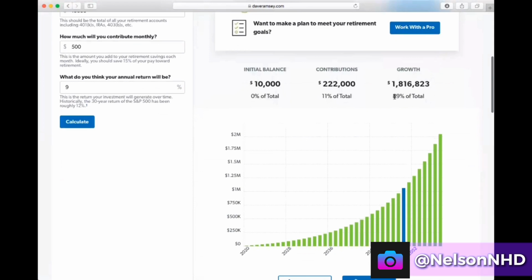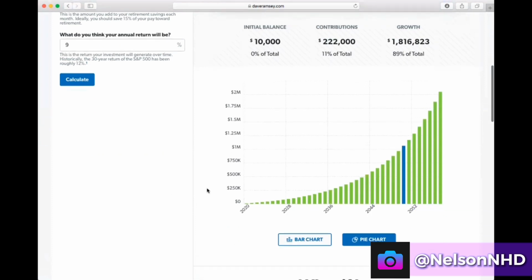And 90% of the money you have when you retire is all growth. You've only put in 200 grand, by putting in $500 a month, 500 a month, 500 a month. And then it just starts stacking and stacking and stacking. So that's a look at a retirement calculator and how that works.